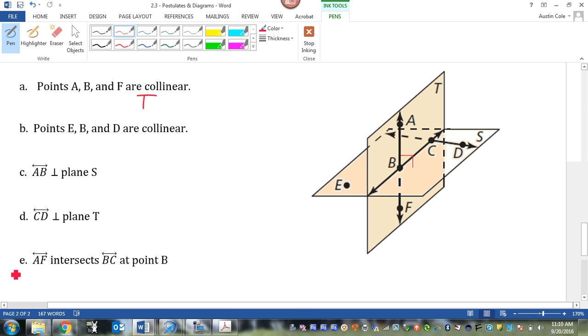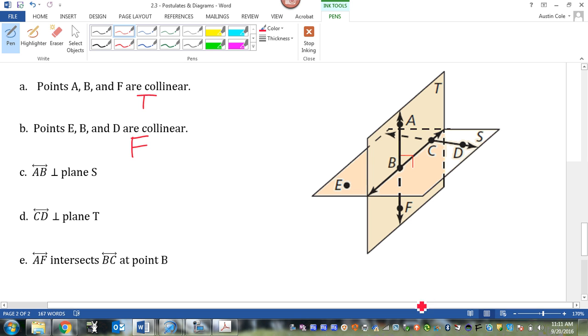How about points E, B, and D are collinear? False. Why is it false? Because they're not on the same line. Exactly. Could you potentially draw a line through them? Possibly. But in this figure, it's not. So you're just looking at the figure.